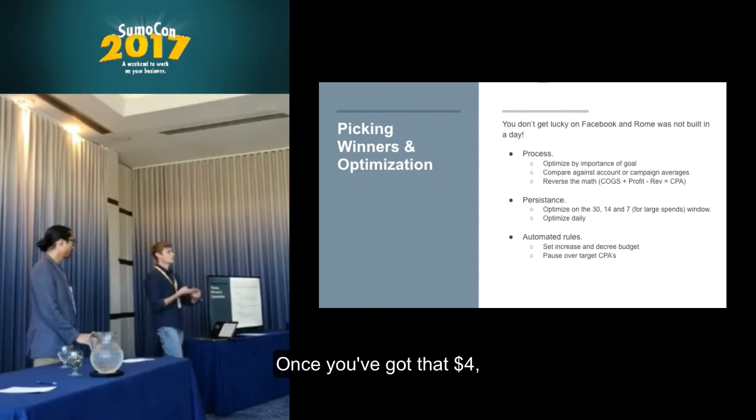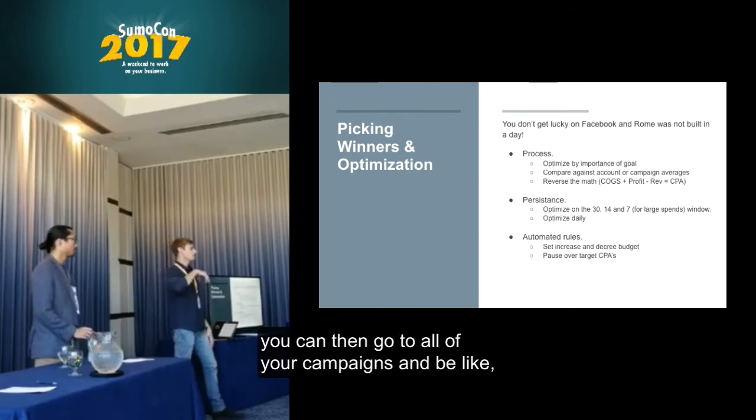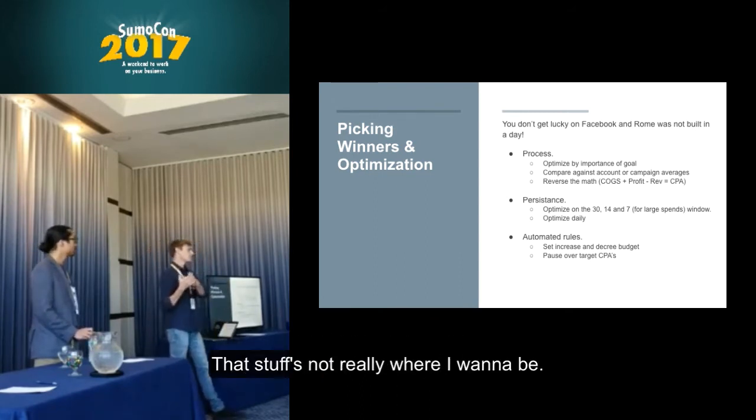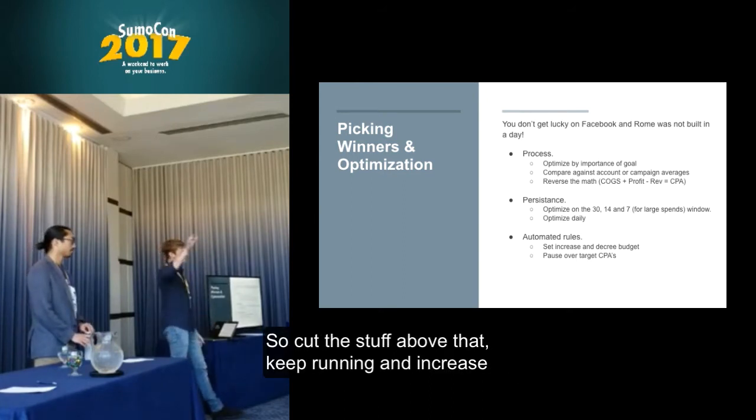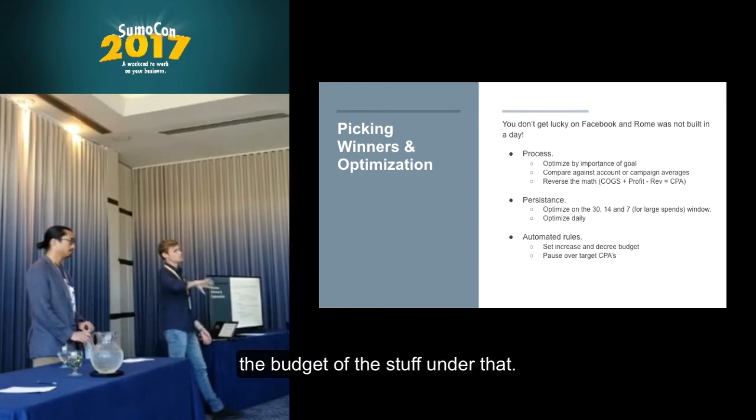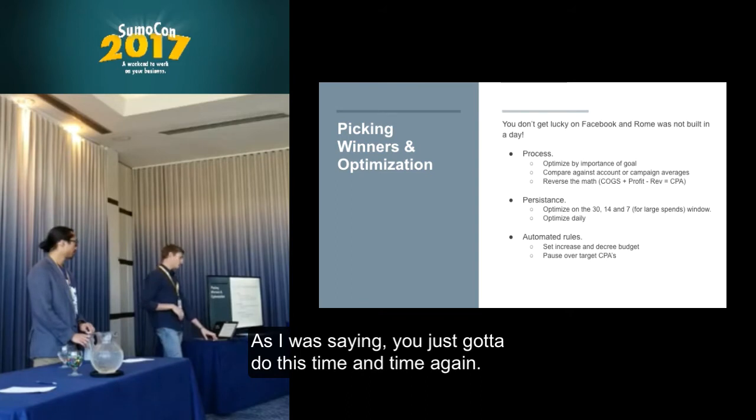Once you've got that $4, you can then go to all of your campaigns and be like, okay, what's over $4? That stuff's not really where I want to be. I want to be under that $4 range. So cut the stuff above that, keep running and increase the budget of the stuff under that. Persistence, as I was saying, you've just got to do this time and time again.